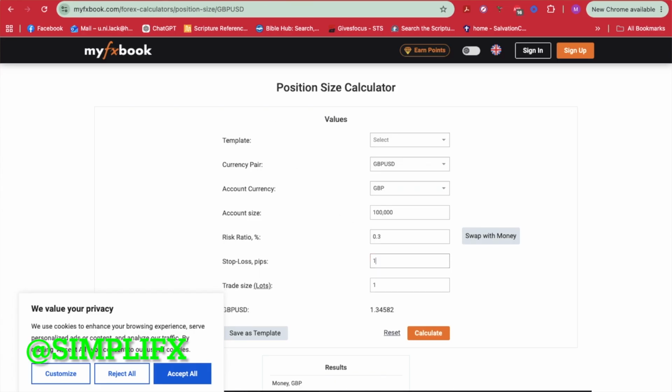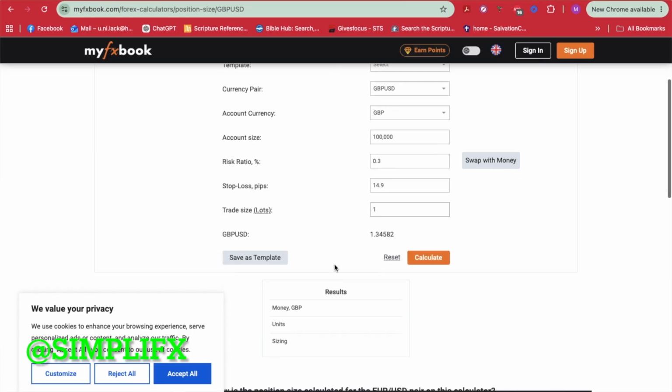Your trade, I feel like this is just a general format. Trading size lots is 1. Correct me if I'm wrong. I feel like it's just a genuine. You don't need to change anything here, and then you just type calculate.